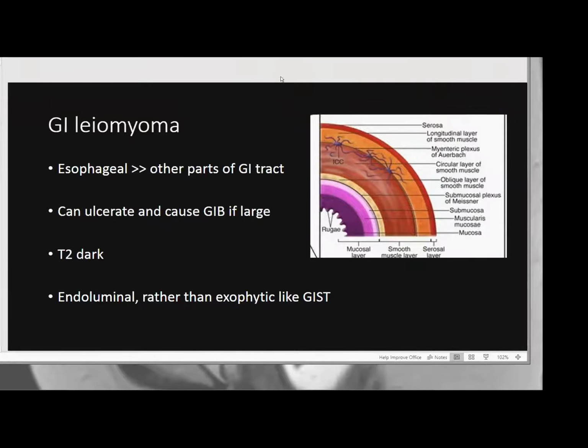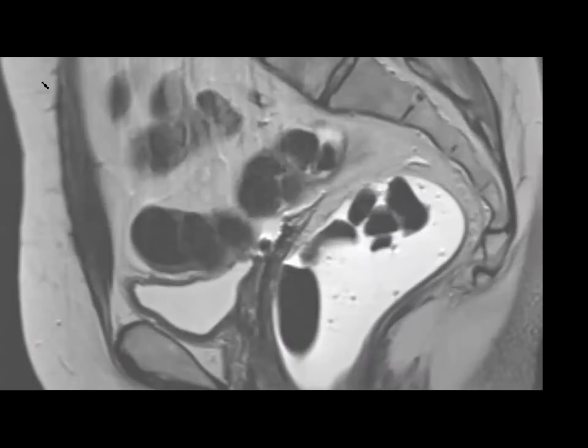So one of them is that leiomyomas can be anywhere along the GI tract. They're more common esophageal, whereas GIST tumors are more common in other parts of the GI tract. So if you have a submucosal mass in the esophagus, you'll lean towards leiomyoma. If they're large, they can ulcerate and cause GI bleeding. They tend to be very T2 dark like this one, and they tend to be endoluminally growing rather than exophytic like GIST tumors. And I thought this was a really interesting point.